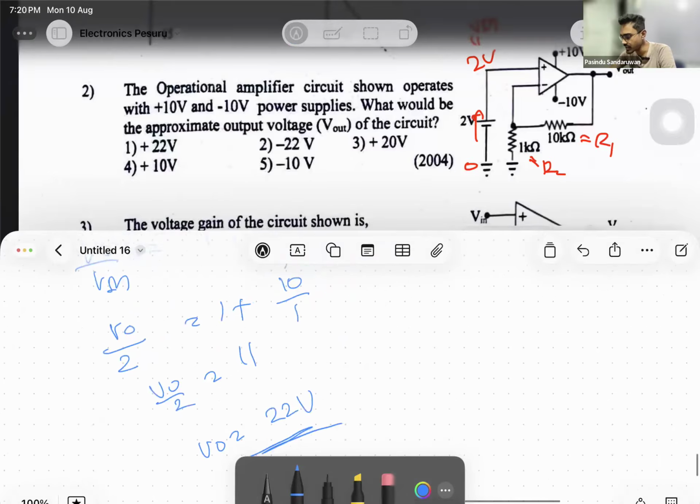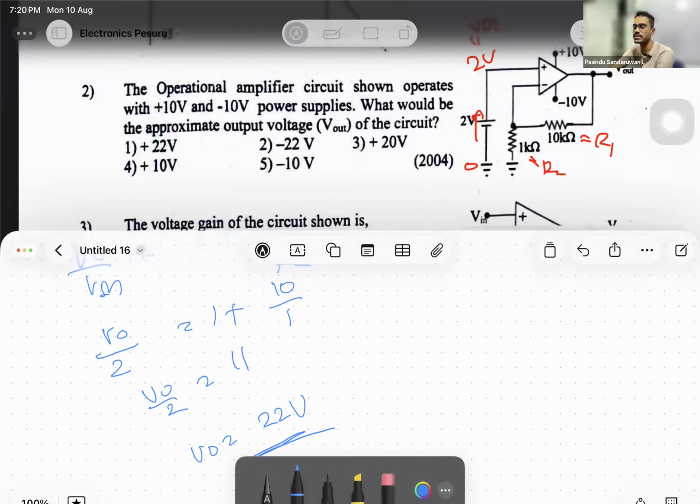But very important: the output of any kind of op amp cannot exceed the Vs values. Vs means supply voltage values. Even though it is supposed to go up to plus 22, it will be cut off at plus 10, because 10 is the maximum supply voltage given. So the answer is not 22, it is 10. Very important.